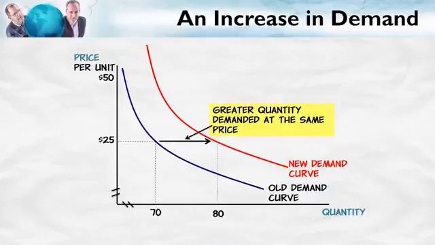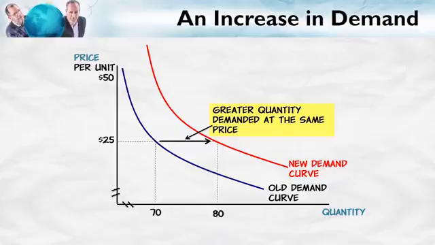An increase in demand means there's a greater quantity demanded at every price. For example, on the old demand curve, at a price of $25, people were willing and able to purchase 70 units. On the new demand curve, at that same price of $25, people are now willing and able to purchase 80 units. An increase in demand is a greater quantity demanded at the same price.